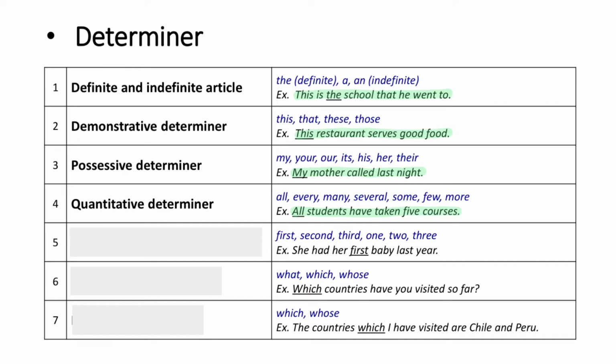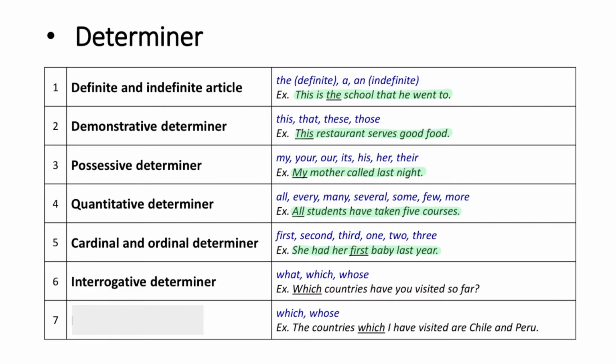Number 5, cardinal and ordinal determiners. For example, first in the sentence, she had her first baby last year. Number 6, interrogative determiners. For example, which in the sentence, which countries have you visited so far? And last one, number 7, relative determiners. For example, which in the sentence, the countries which I have visited so far are Chile and Peru.